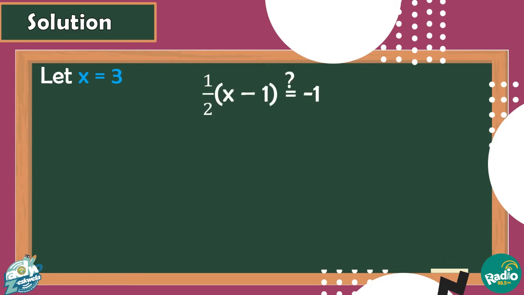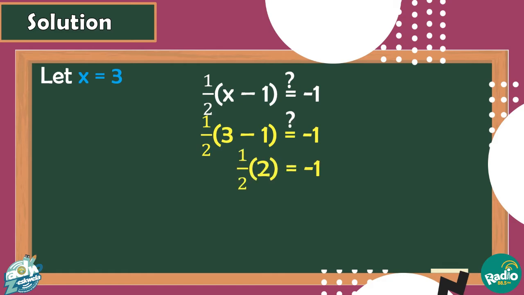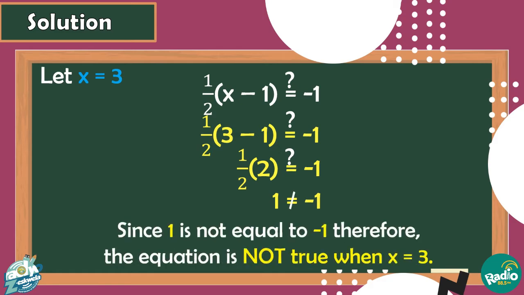Simply substitute the value of 3 to our given equation. The given equation becomes 1/2 times the quantity 3 minus 1 is equal to negative 1. And after simplifying, we got 1/2 times 2 is equal to 1. To further simplify this one, the result now is 1 is equal to negative 1. Since 1 is not equal to negative 1, therefore, the equation is not true when x is equal to 3.